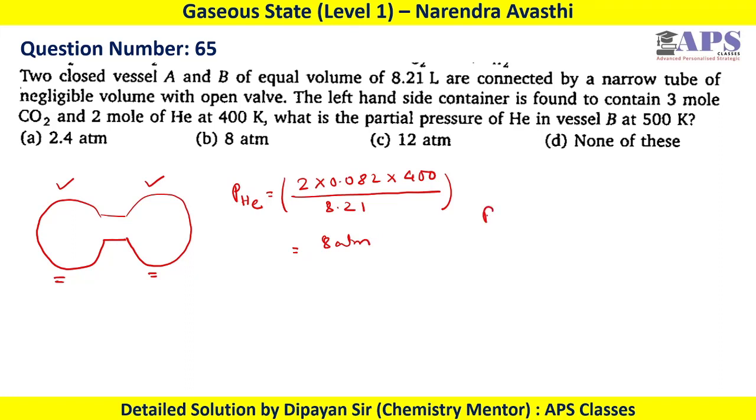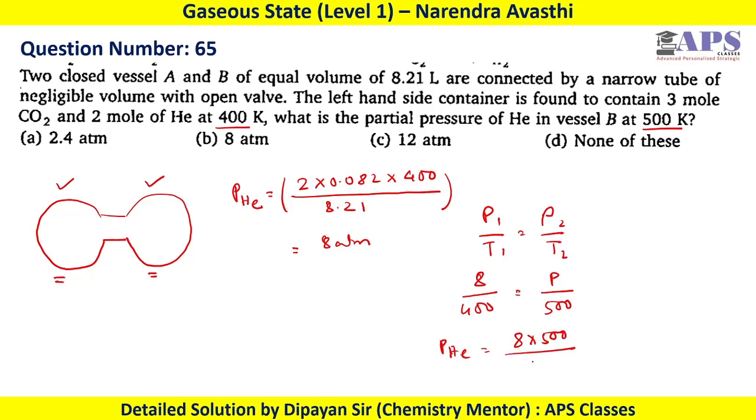Now as we know that P1 by T1 equal to P2 by T2, so now the partial pressure is 8 atm, and in that case the temperature is 400 Kelvin. In the final case we have to calculate the partial pressure of helium, and now the temperature is 500 Kelvin. So the partial pressure of helium now is 8 multiplied by 500 divided by 400, it is going to be 10 atm. So none of this is going to be our answer.